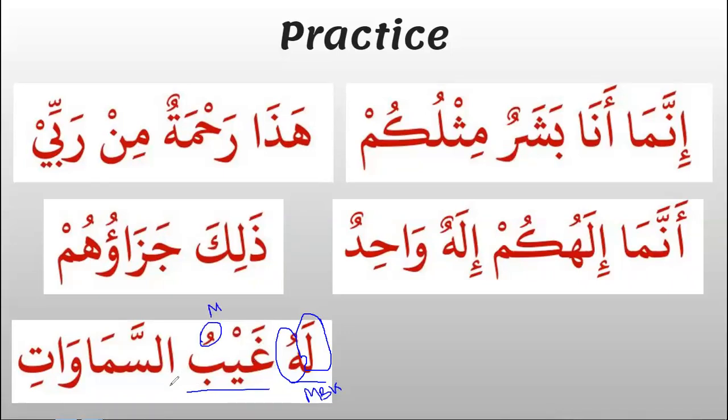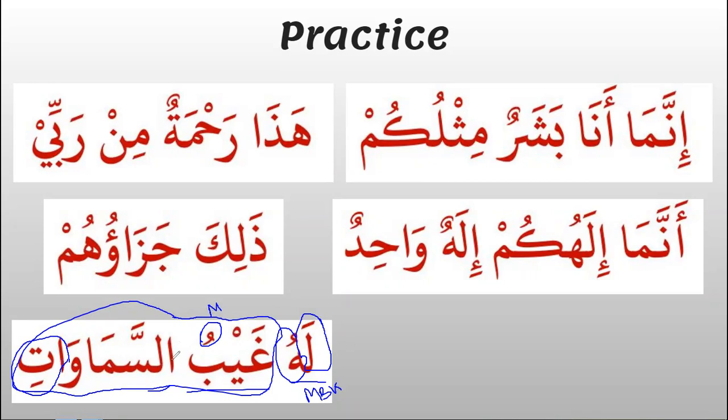And as-samawati is in which status? Nasab or jar. If it could be jar, then it is jar. Ghaibu samawati is mudaf mudaf ilay, okay? Light, no alif lam, followed by an ism in jar status. So mudaf mudaf ilay. Ghaibu samawati means ghaib, unseen of the sky. Unseen of the sky, okay?